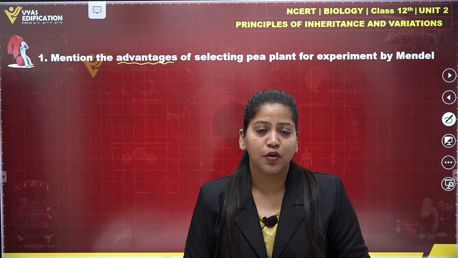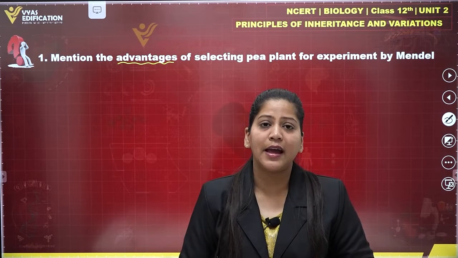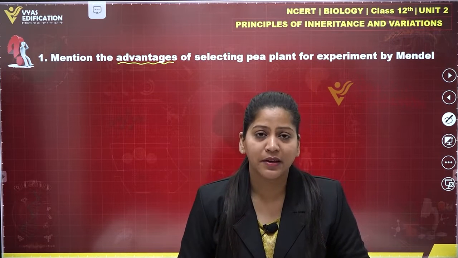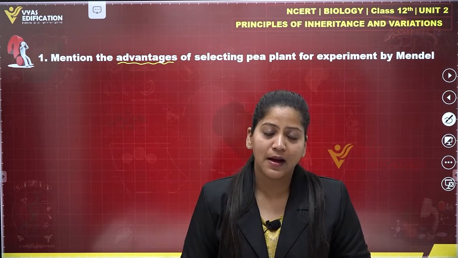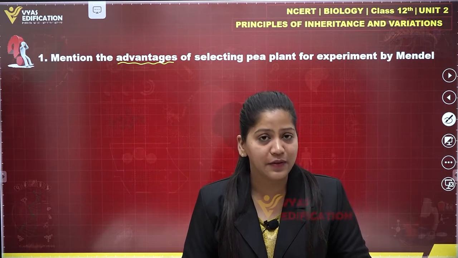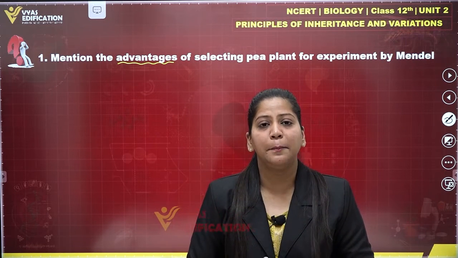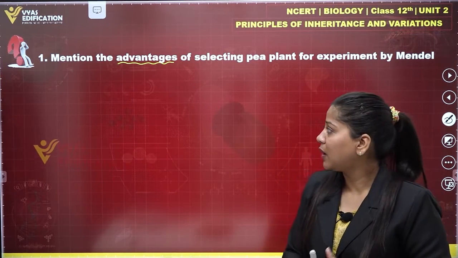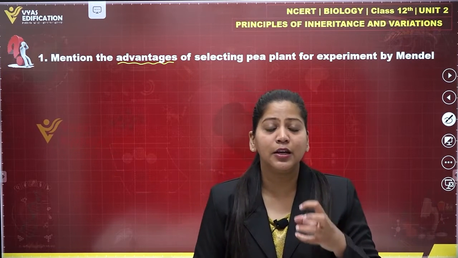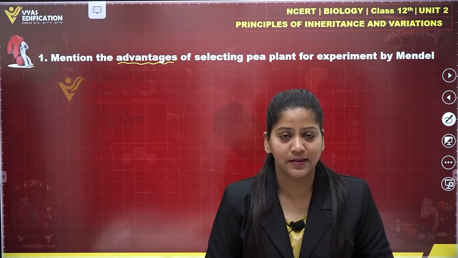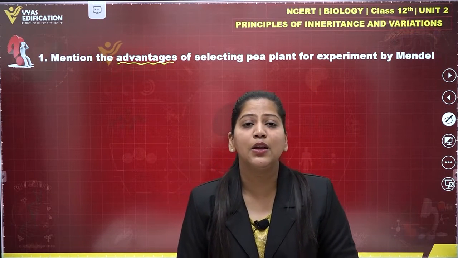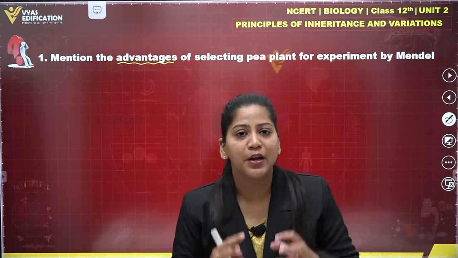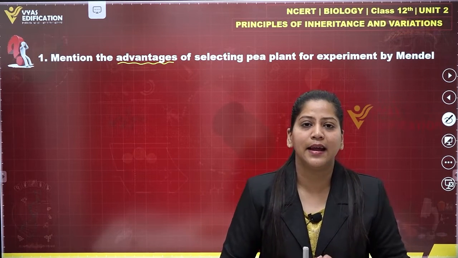Next, if we talk about their life cycle, it is actually short. So it's easy to experiment and work on pea plants, or any plant which has a short life cycle. Another advantage is that it produces a large number of offspring in one generation, and it's easy to grow. All these are the advantages why Mendel selected pea plants.